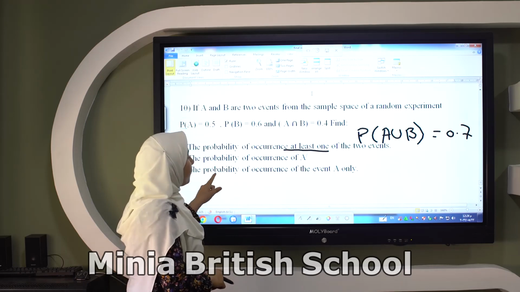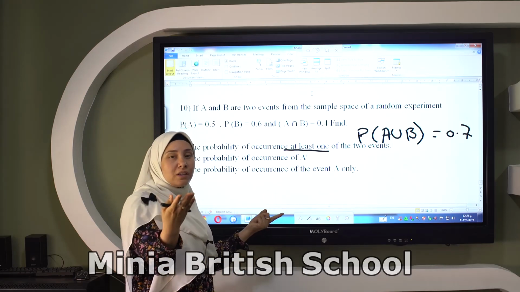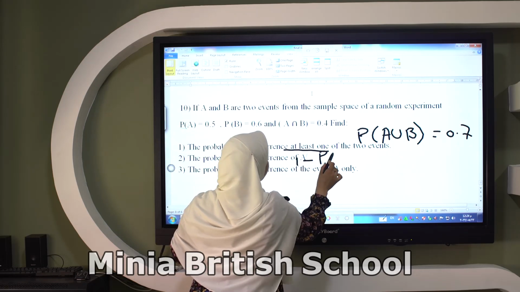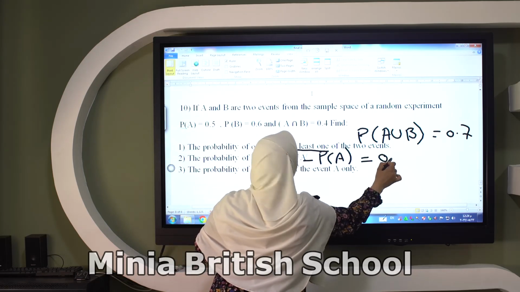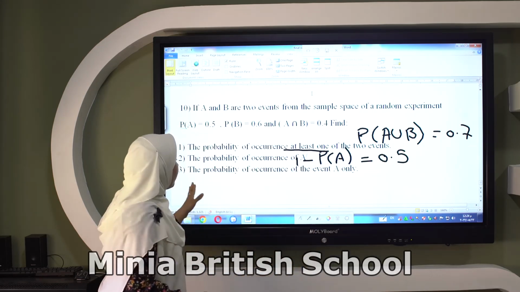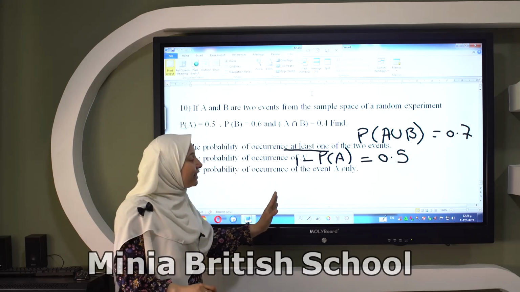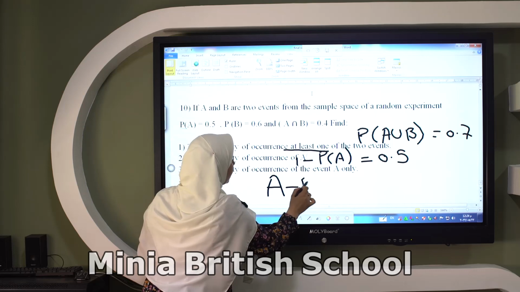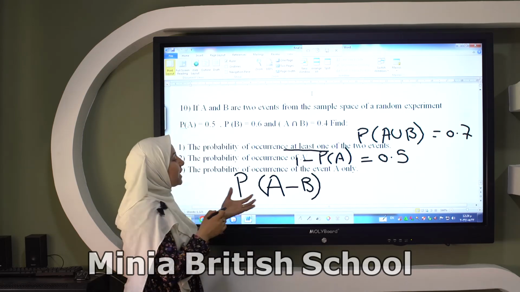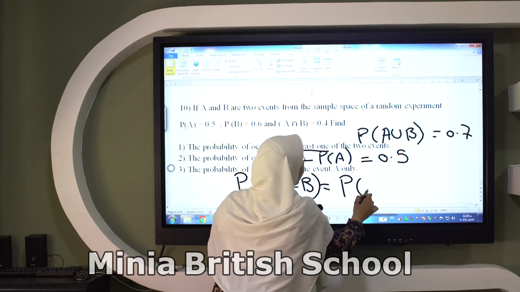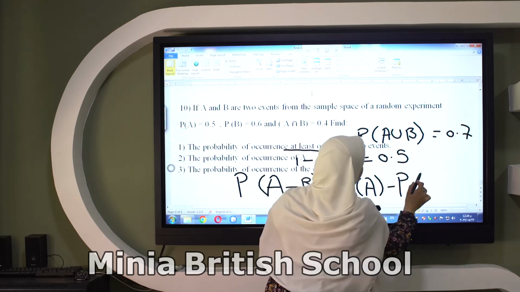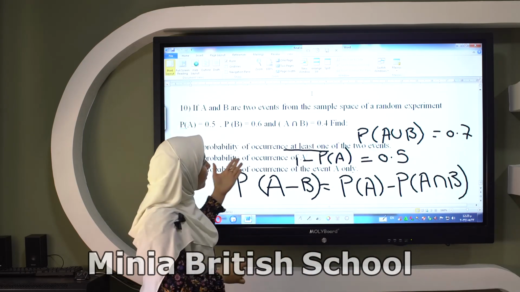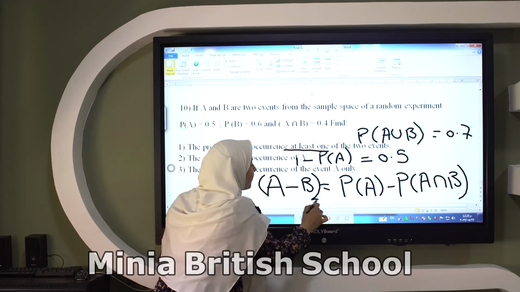Number 2, the probability of occurrence of A complement. A complement, I mean what? Yes, probability 1 minus probability of A equals 0.5. The probability of occurrence of event A only, I mean A minus B: probability of A minus B equals probability of A minus the probability of A intersect B. Okay, so 0.5 minus 0.4 equals 0.1.